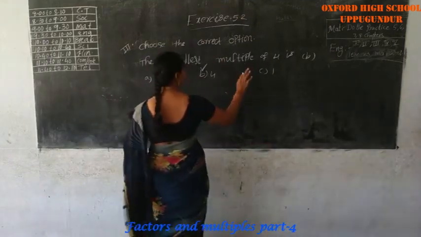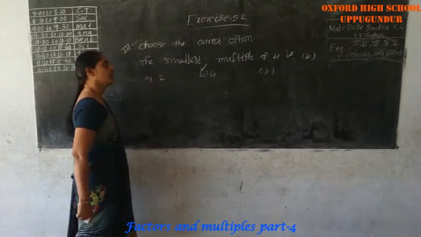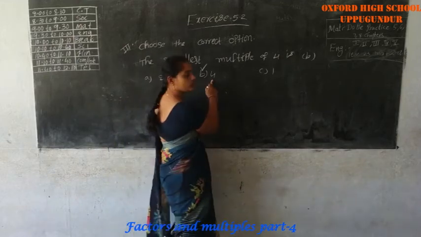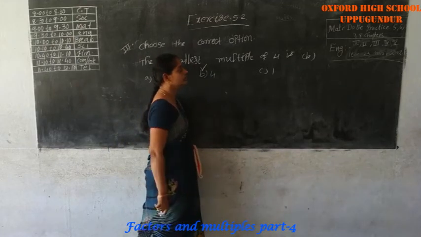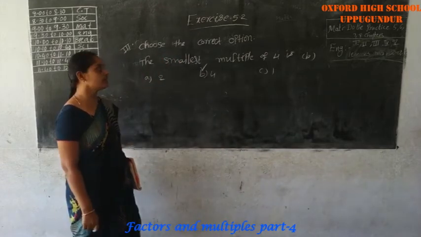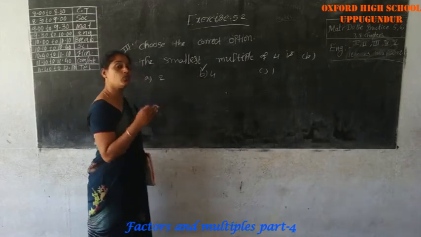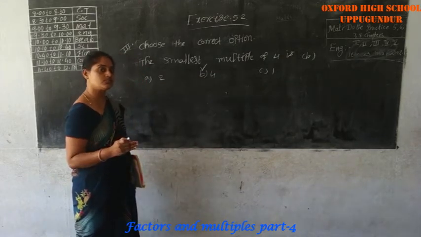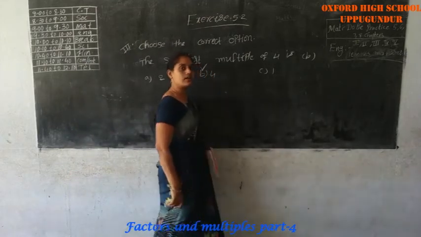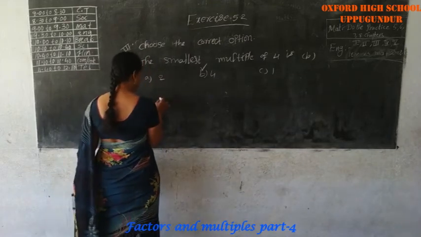The smallest multiple of 4 is, see, 2 twos are 4, so 2 is one multiple. Next, 4 ones are 4. Of these, which one is the smallest multiple? 1. Which value? 4 ones are 4. 1 is the smallest multiple. 4 ones are 4. So B is the correct answer. Okay. Next.